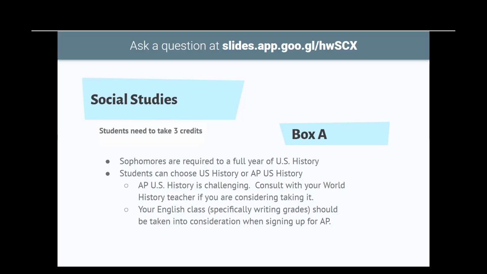There are 3 credits for social studies as a graduation requirement. You're in one now, the world history class. It's a full year world history that you have to pass. Next year will be US history. And then before you graduate, you have to take government as an 11th grader and econ before you graduate. So those are your 3 credits.